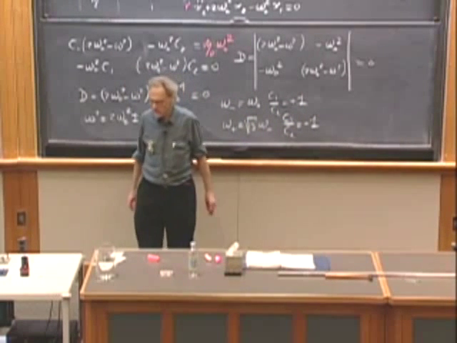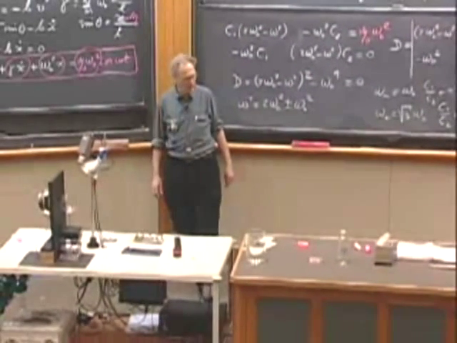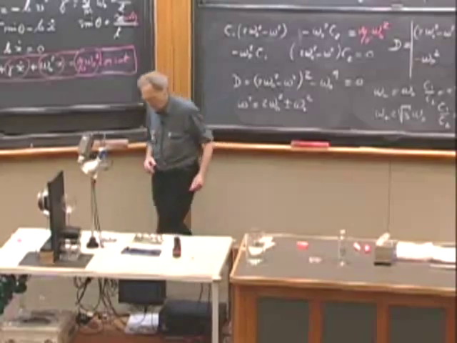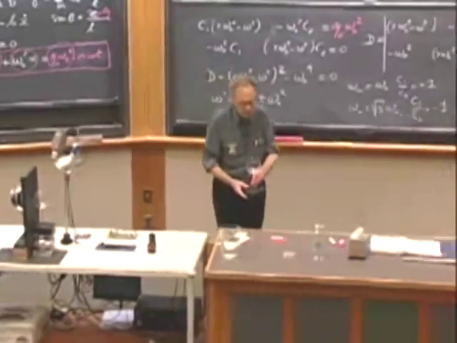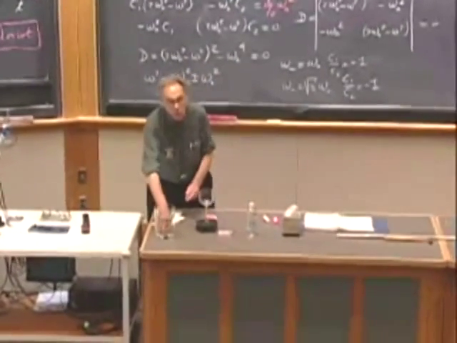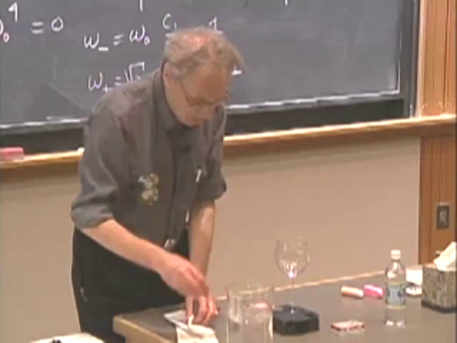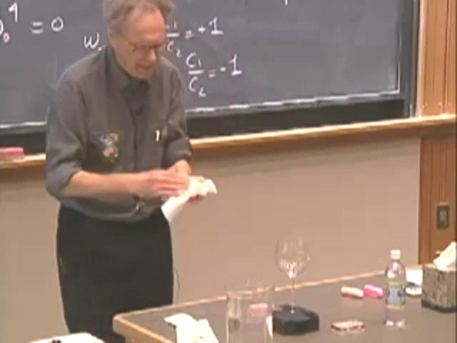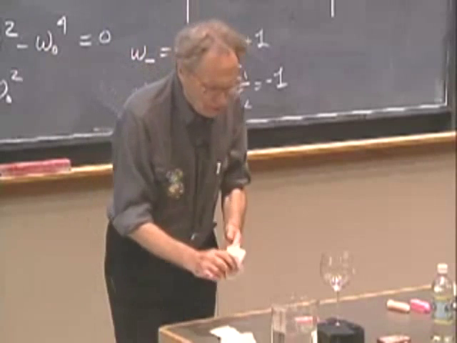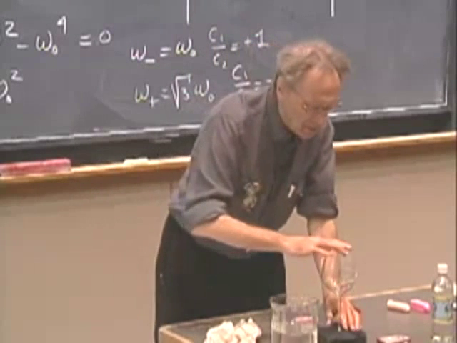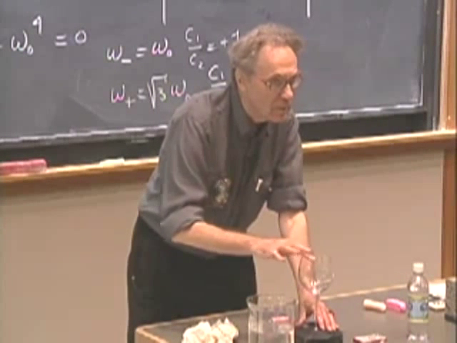A wine glass would have a huge number of oscillators coupled, and a wine glass, I have one here, can be made to oscillate easily in its lowest normal mode. I have to wash my hands to make you listen to it, because my hands are now a little greasy from the chalk. And this is the frequency. That is the lowest mode.